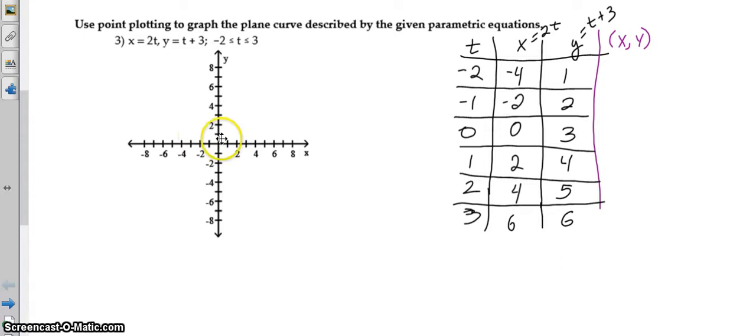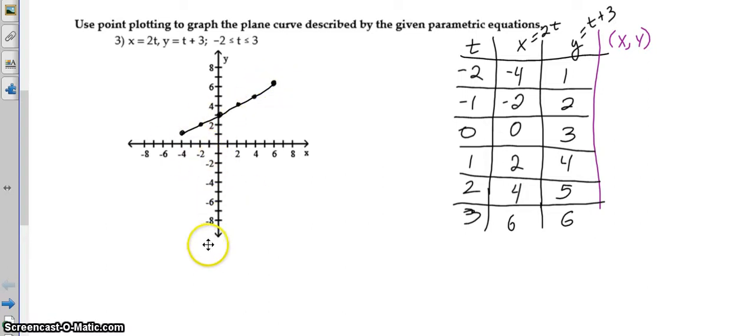So we go to the graph and just graph those ordered pairs. Negative 4, 1, negative 2, 2, 0, 3, 2, 4, 4, 5, and 6, 6. And because of this restriction up here, we only connect them from start to finish. That's it. We don't connect them anymore.